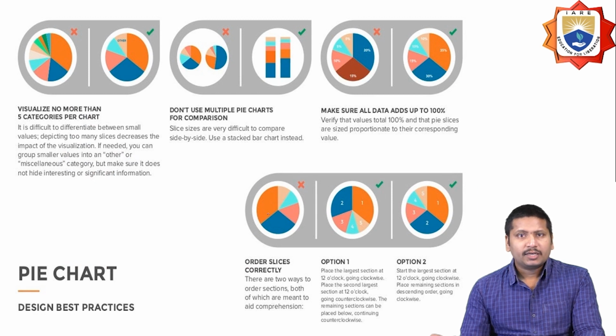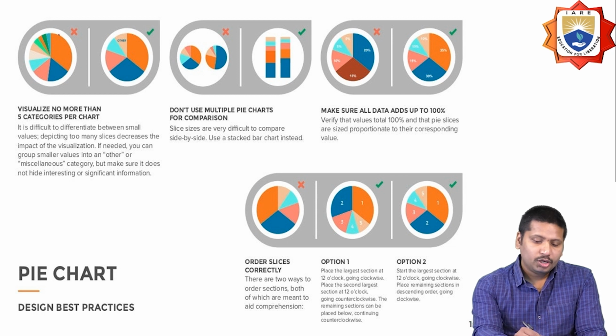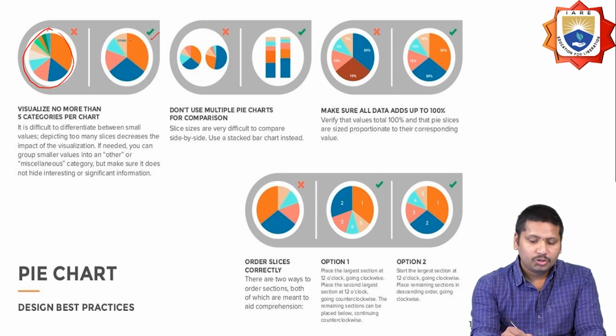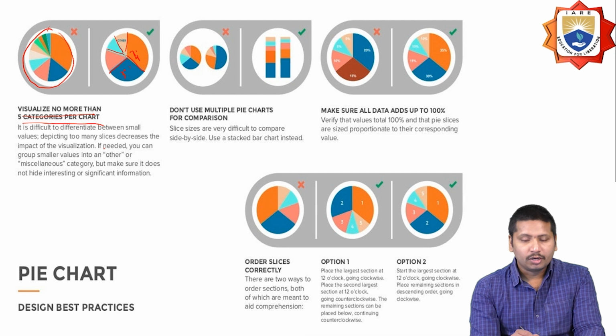So what are the design best practices for the pie chart? Visualize no more than 5 categories per chart. That means if I consider more elements, it becomes a little bit clumsy, and we cannot clearly estimate how much the value is. If I consider only a small number of elements, the portion is specified very clearly, and I can clearly understand how much percentage it is. So visualize no more than 5 categorical elements.